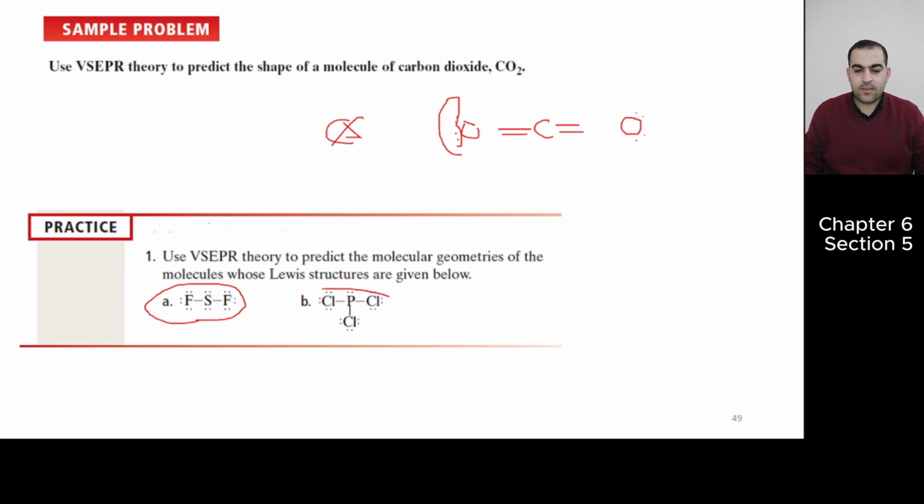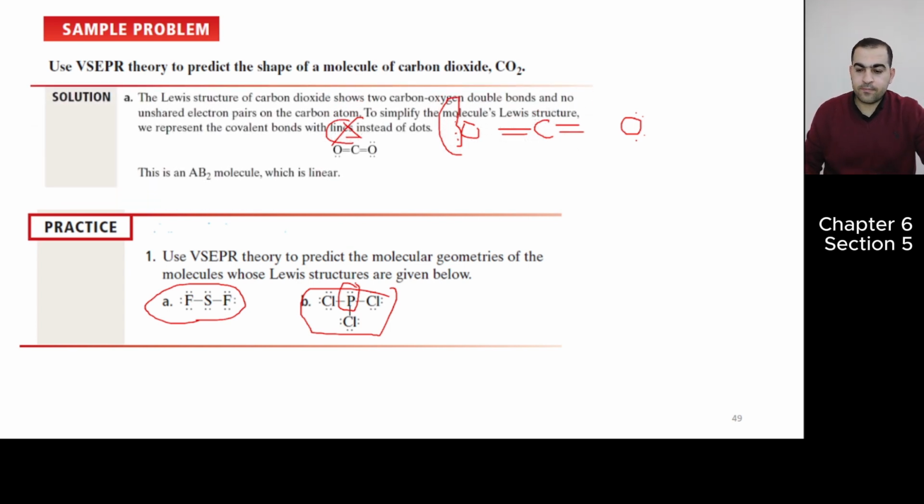Here, guys, how many atoms are bound to the central atom? 3. Does the central atom have lone pairs? Yes, this is AB3E. So AB3E is trigonal pyramidal. Okay? That's it. This is molecular geometry, shapes of molecules.